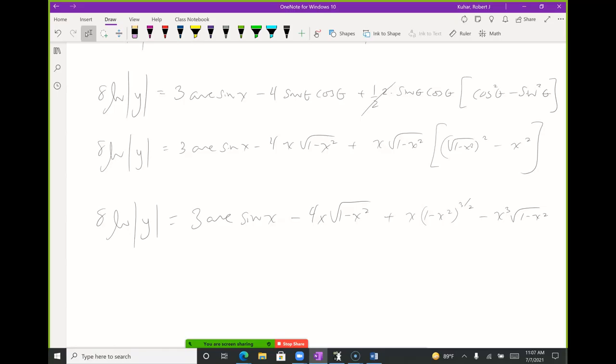And then plus or minus. So I'm finally going to get y equals plus or minus e raised to the 3 arcsine of x minus 4x times the square root of 1 minus x squared plus x times 1 minus x squared to the 3 halves power minus x cubed times the square root of 1 minus x squared, all divided by 8. Done.